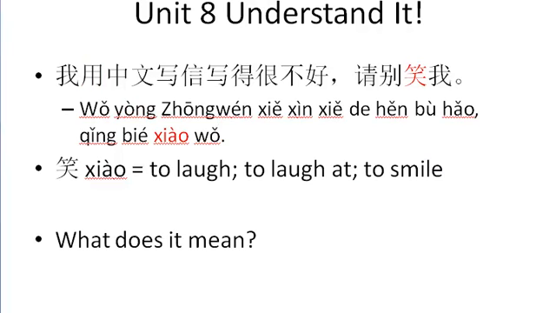Okay. 笑 means to laugh at, or to smile. Okay, it actually looks like someone's laughing here. It looks like the two eyes kind of squinting like they do when someone's laughing. Maybe some tears coming out here. So it kind of looks like laughing or smiling. Okay, 请别笑我, right? Please don't laugh at me.